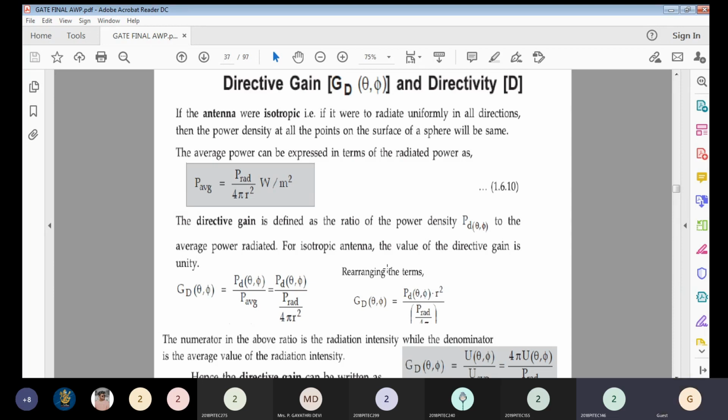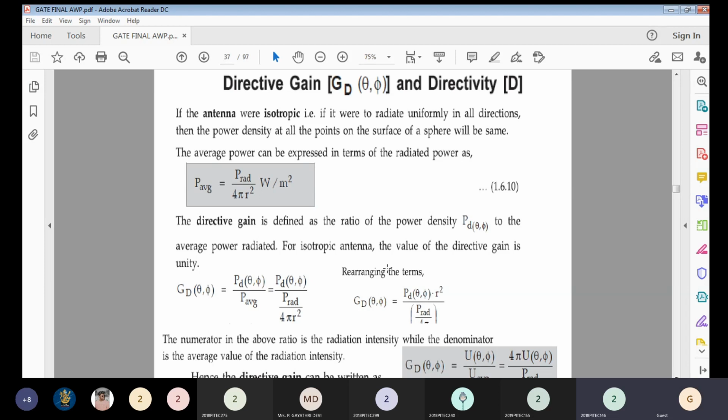Okay, in terms of power received, the gain is calculated as the maximum power received from the subject antenna to the maximum power received from the reference antenna. Again, the reference antenna is the isotropic antenna that we take for consideration.